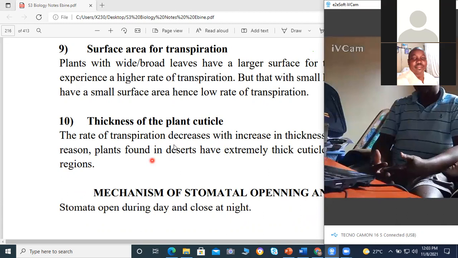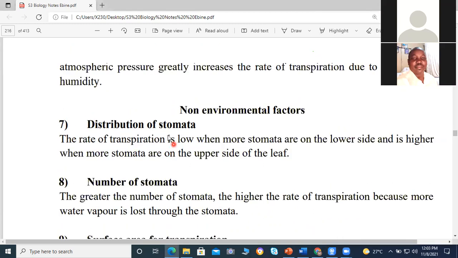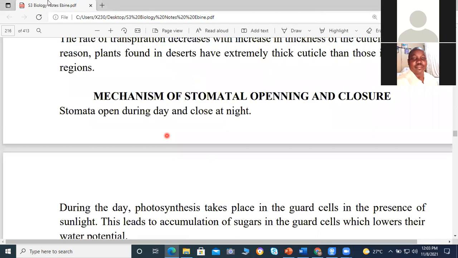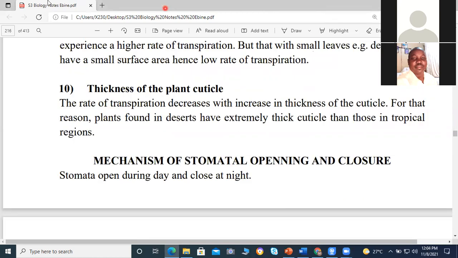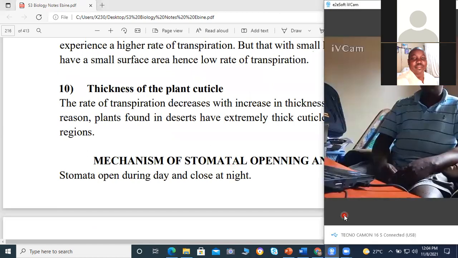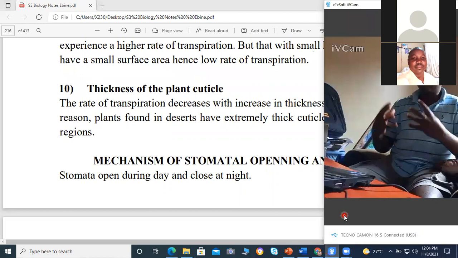Then we are going to look at how the stomata opens and how it closes. And that is what we are calling the mechanism for stomatal opening and closure. But you must be aware that most plants have their stomata open during the day and they close at night. But you've been wondering, why is it so? Why does the stomata close at night? And then why does it open during the day? It is a very critical issue that we all need to understand.